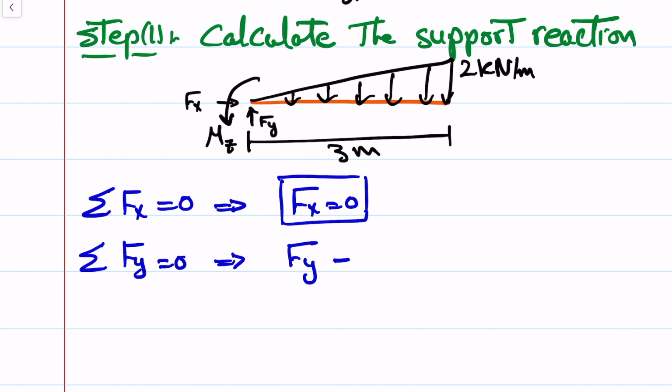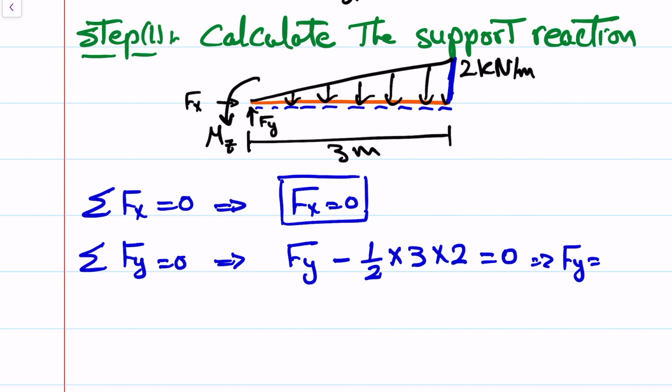So this distributed load is a triangular shape, and the area of a triangle is half times the base, which is 3 meters, times the height. In this case it is 2 kilonewton per meter. This is the height and this is the base length. Okay, so half base times height. This is the area of a triangle, and this should be equal to 0. That means Fy equals 3 kilonewton.